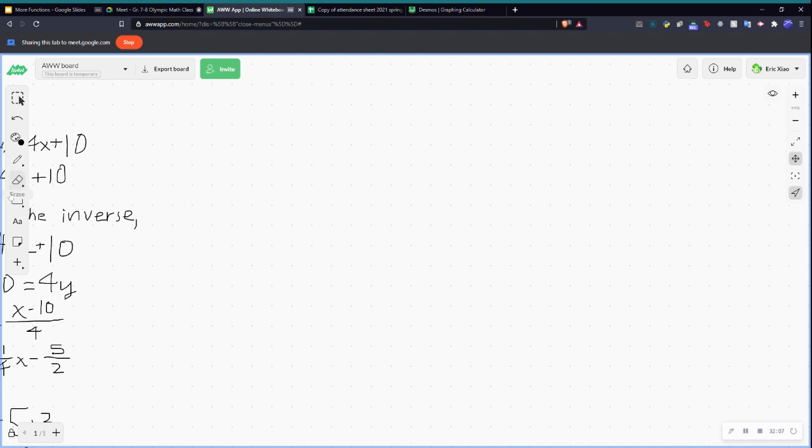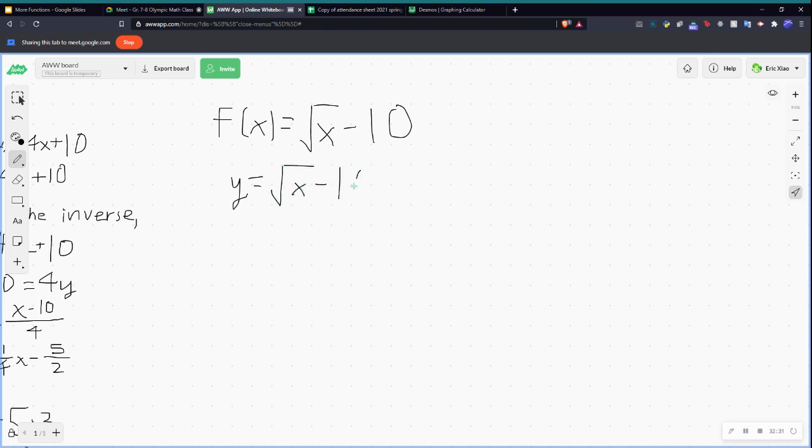Okay, let's take it up. So we have f of x is equal to the square root of x minus 10. First thing you always do is set y equal to that. Now we just swap the x and the y around. So remember, it doesn't matter what's around the x, we just change the variables. So x is equal to the square root of y minus 10.